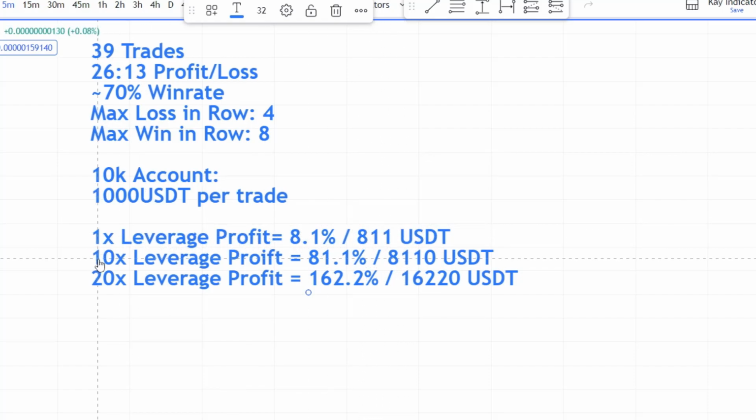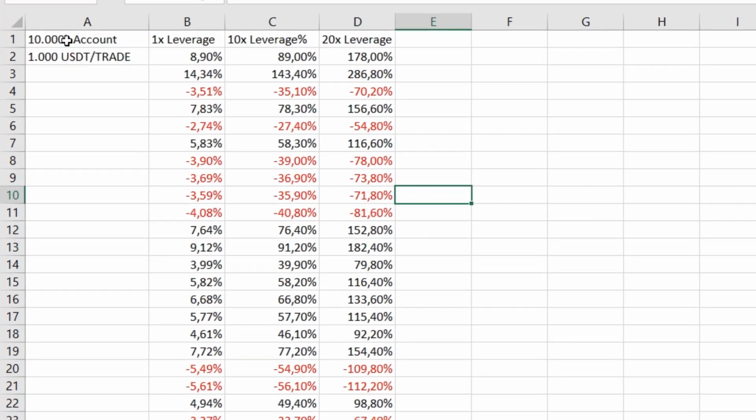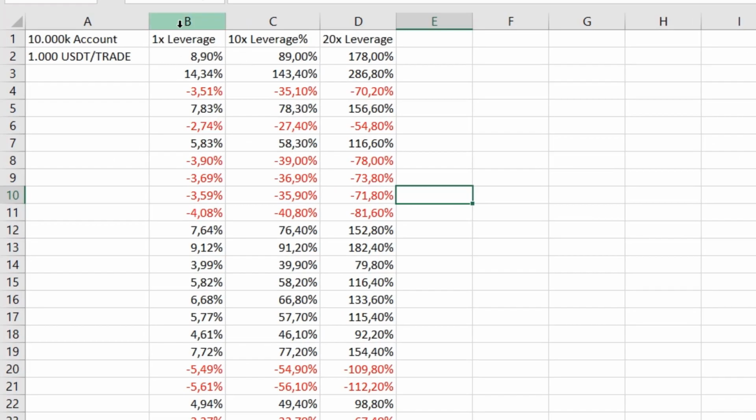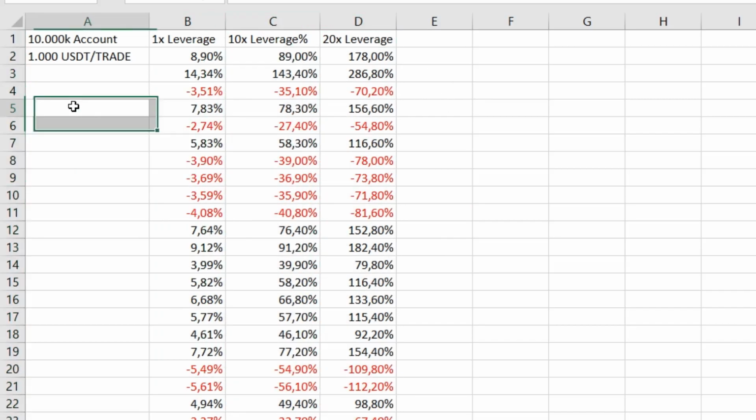At 10x leverage, it would be 81% on the $10,000 portfolio, totaling $8,110. And at 20x leverage, it would have been 162% with $16,000. However, I don't recommend anyone to use 20x leverage. Now, let me come to a list where I calculated it a bit for you. Here I am now with this list I just mentioned, and I calculated everything with 1x leverage, 10x leverage, and 20x leverage. And for the $10,000 account, you can calculate it easily, based on $1,000 per trade used.